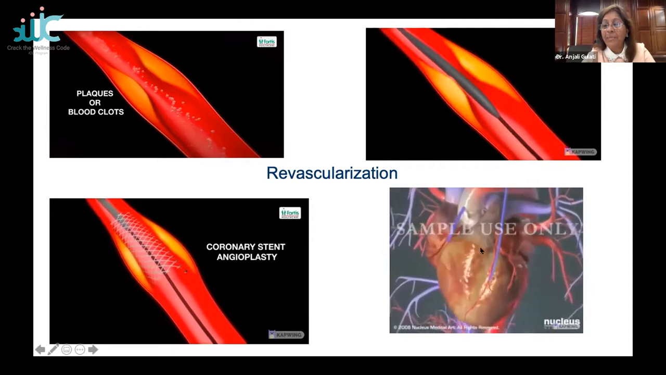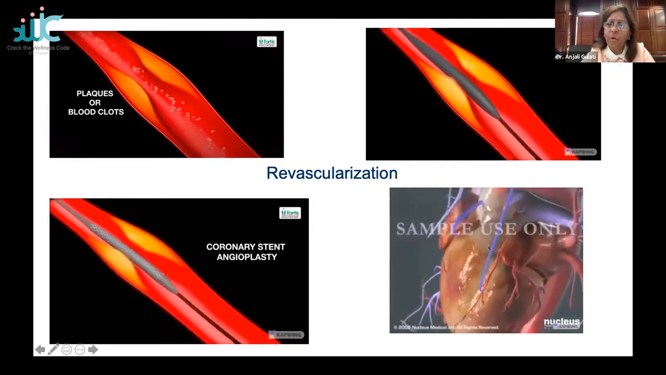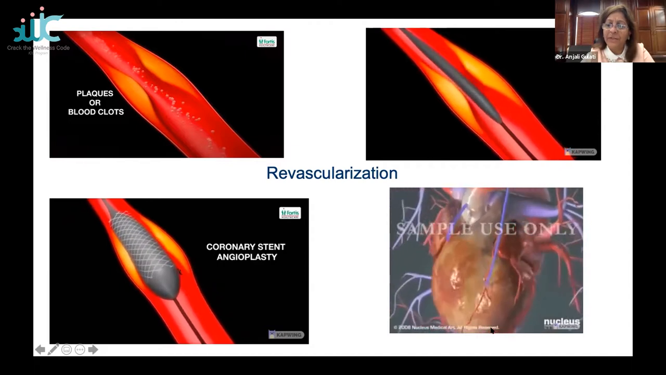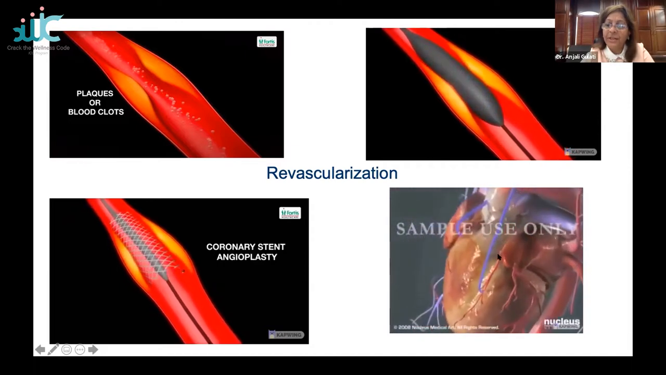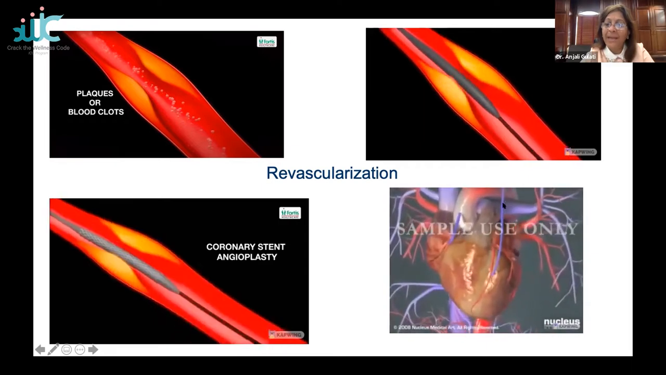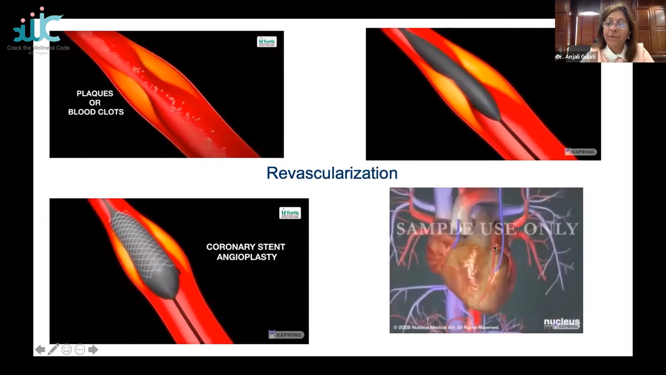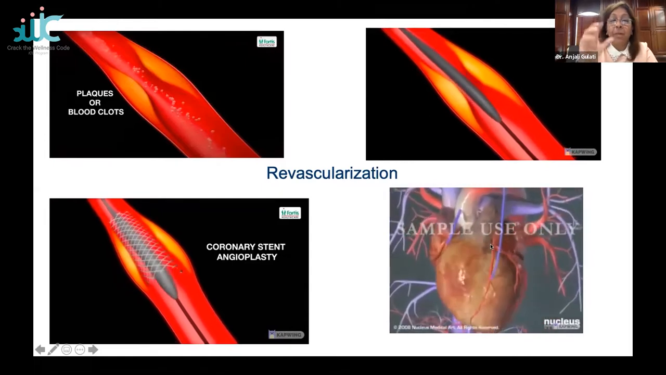So look at the right bottom. Over here, it's a beating heart, and these red ones are the arteries. Let's say the blockage is up here. We add this vein, take it from the leg and plant it here. So we are basically bypassing the blockage.